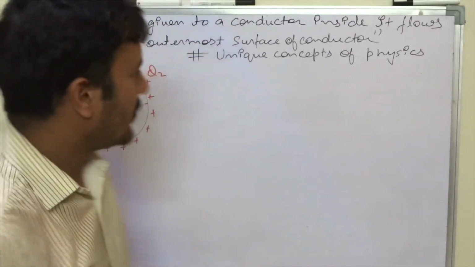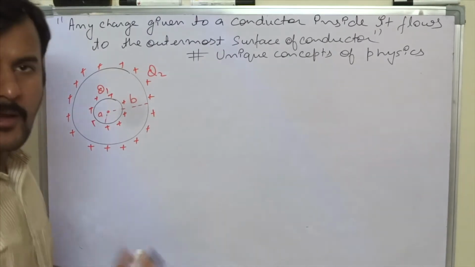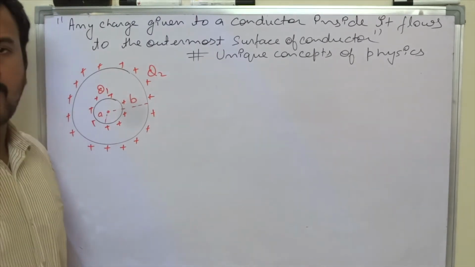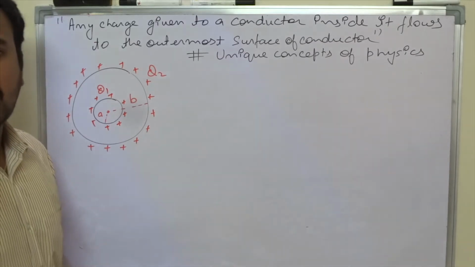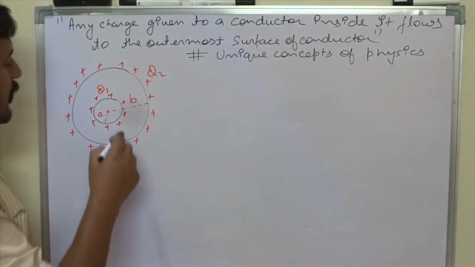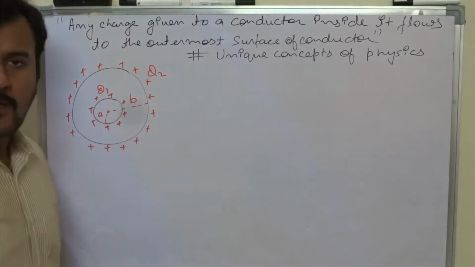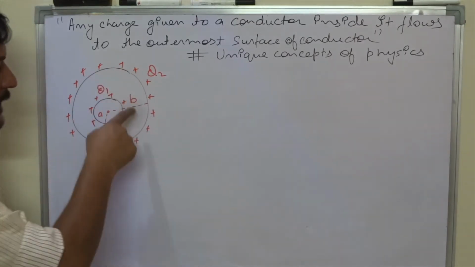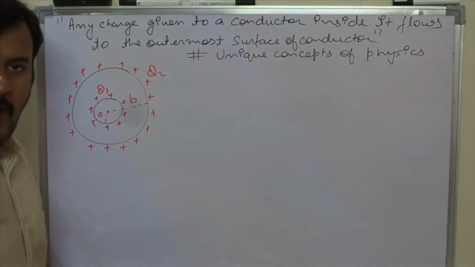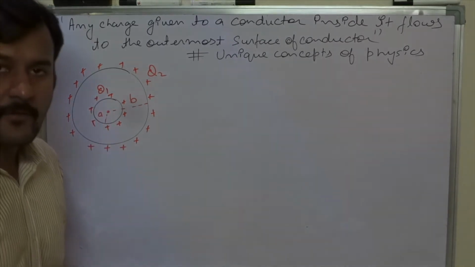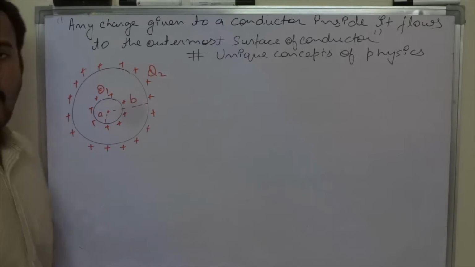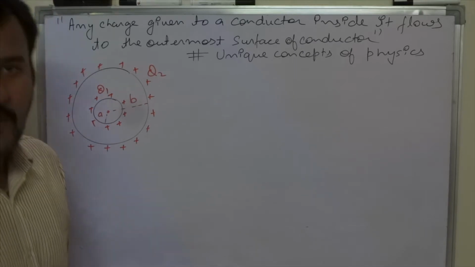I've already drawn the diagram and I've taken two concentric spheres. Concentric means their center is the same. One sphere has a radius A, the other sphere has a radius B. Here B is greater than A, and I have given a positive charge Q1 to the smaller sphere, and a positive charge Q2 to the bigger sphere.